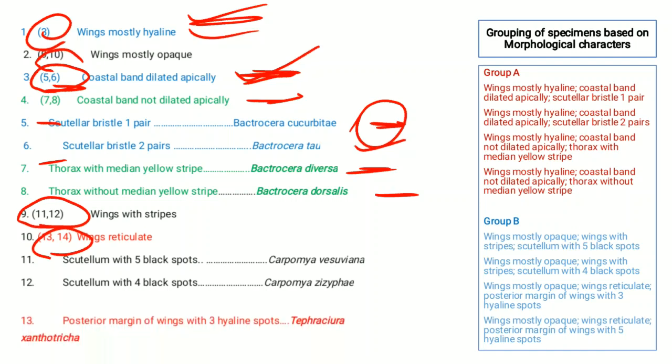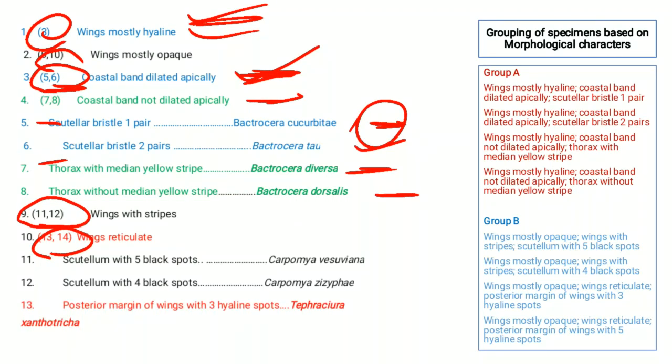So next, moving towards the wing, if wings are reticulate, then if the posterior margin of wings has 3 hyaline spots, then it will be identified as Themara xanthotricha. And if the posterior margin of wings has 5 hyaline spots, then it will be identified as Spathulina acroleuca. So in this way, the ground type taxonomic key can be prepared and run in the forward as well as in the backward direction. The numbers that are written at the end of the primary couplets are helpful in moving or running the key in the forward direction.